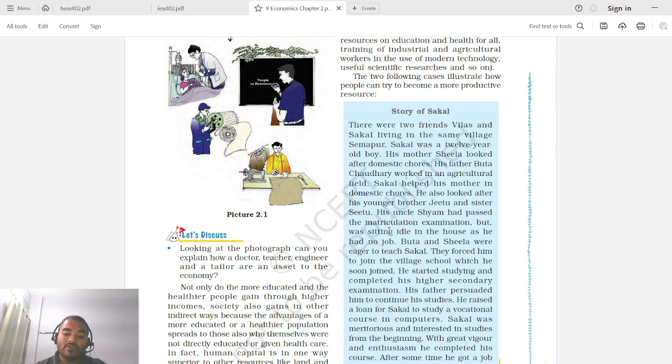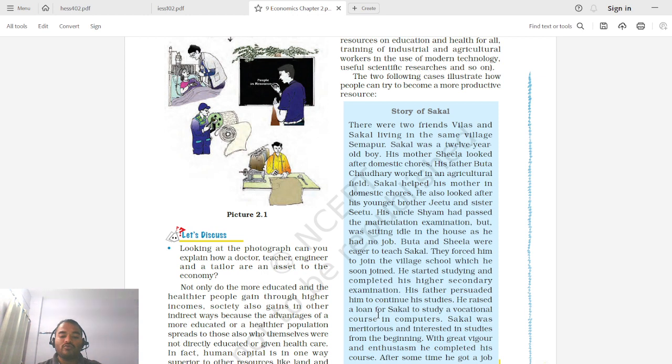Bhuta and Sheila, Sakal's parents, were eager that their child should be well educated, so they forced him to go to school. They forced him to join the village school, which he soon joined. He started studying and cleared his higher secondary examination. His father persuaded him to continue his studies. His father always wanted his child to continue his studies.